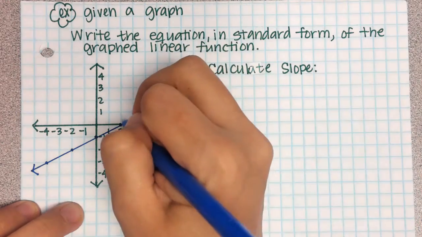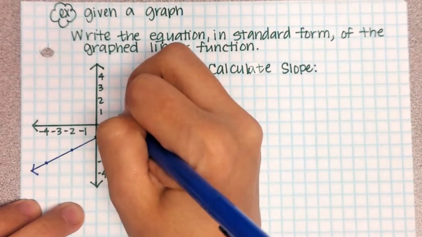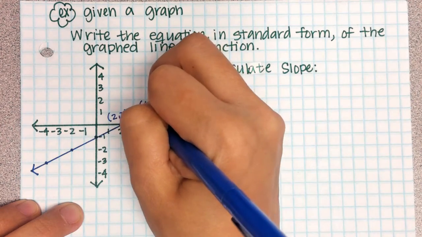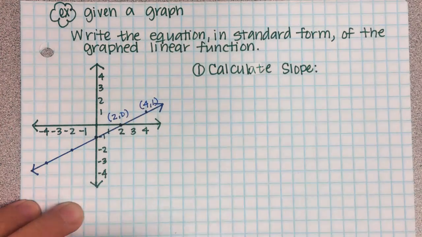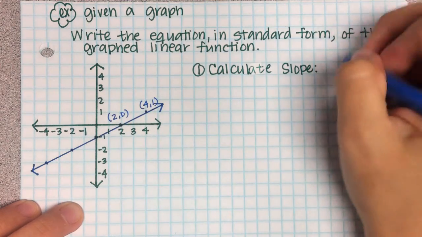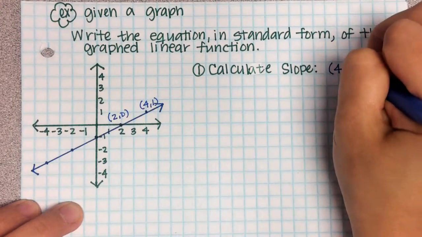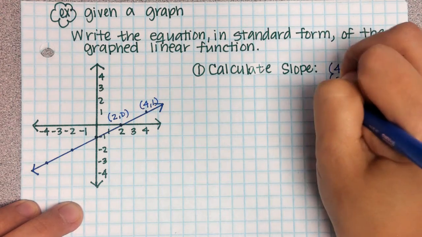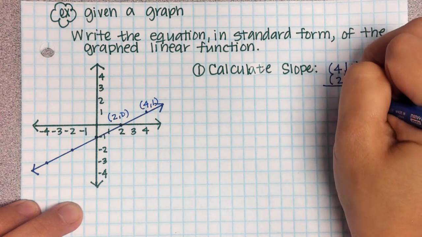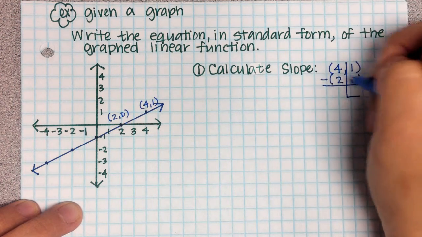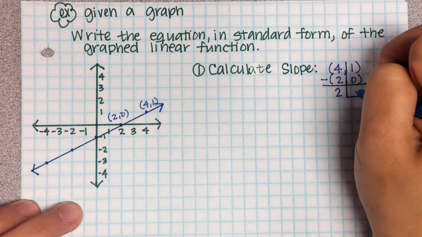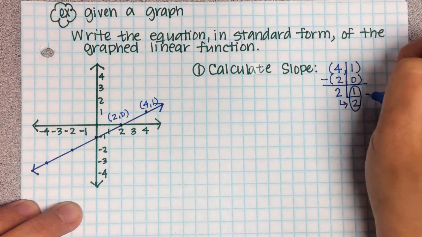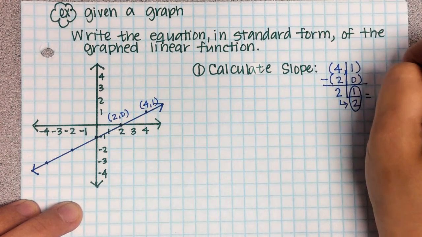And so 2 points. We'll do this point right here, which is (2, 0), and this point right here, which is (4, 1). I kept it on my positive quadrant just because positive numbers are easier, and I'm going to put the bigger number on top because I know I'm subtracting, and it's easier to subtract when the bigger number's on top. So I stack, subtract, that's 2, that's 1, slide it underneath. Here's my fraction. I can't reduce it any, so my slope is 1/2.